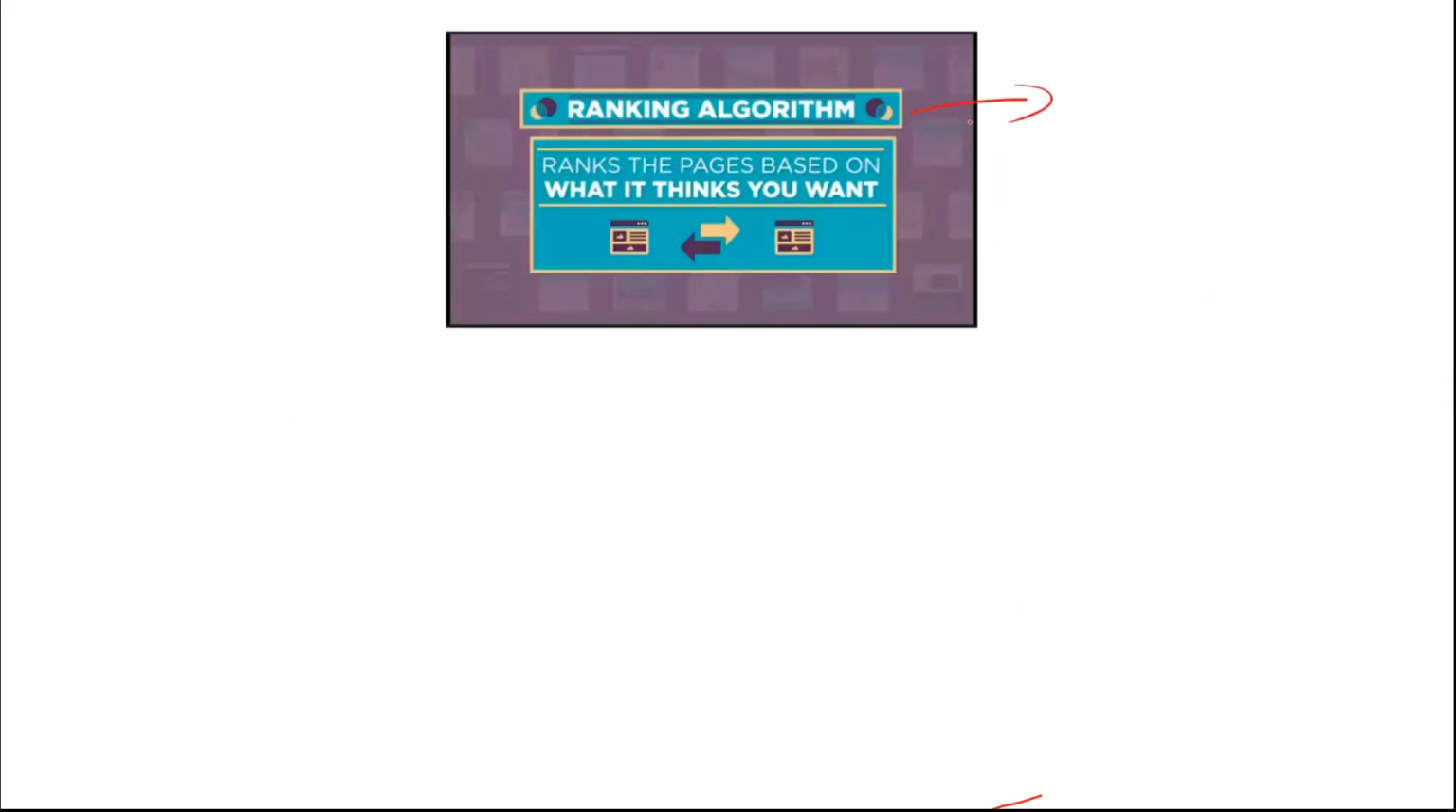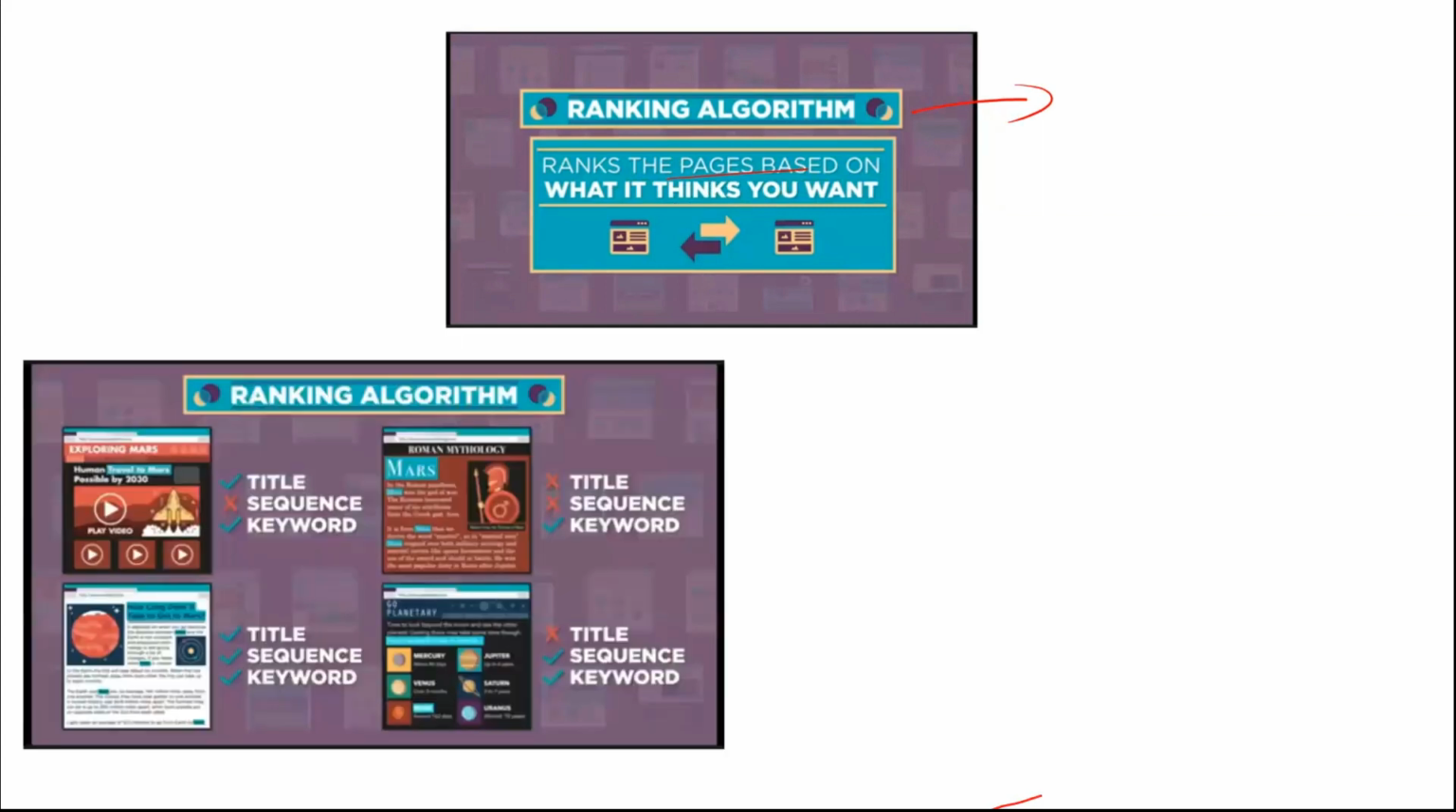What does the ranking algorithm do? It ranks the pages based on what it thinks you want. So the search engine will analyze based on what it thinks we want and rank the pages accordingly. So how does the ranking algorithm work? Let's see. The search engine ranking algorithm may check certain details. So your question was, how long does it take to travel to Mars, right? This was our question.